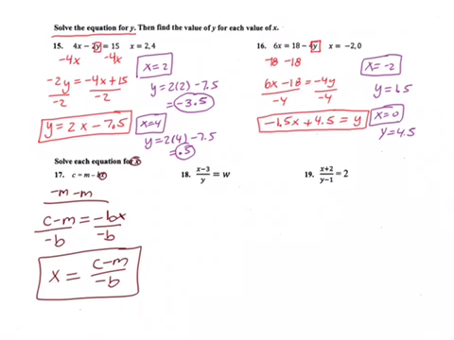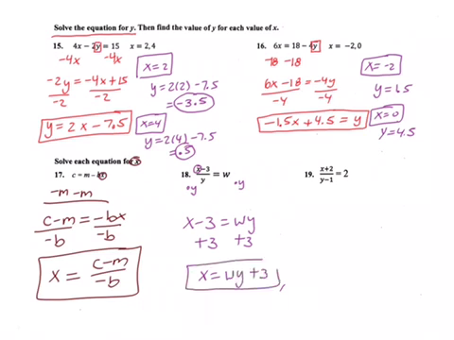Question 18, we're still solving for x. But to get to the x, we first have to move the y. So we're going to multiply both sides of the equation by y first. So that's going to result in x minus 3 equals wy, or w times y. Then we'll move the 3 through addition. So we'll add it to the other side. And our final answer is going to be x equals wy plus 3.